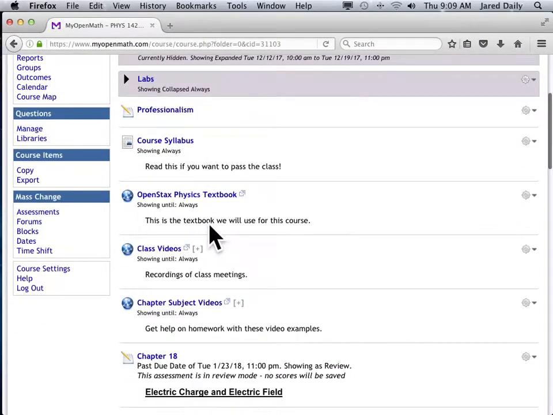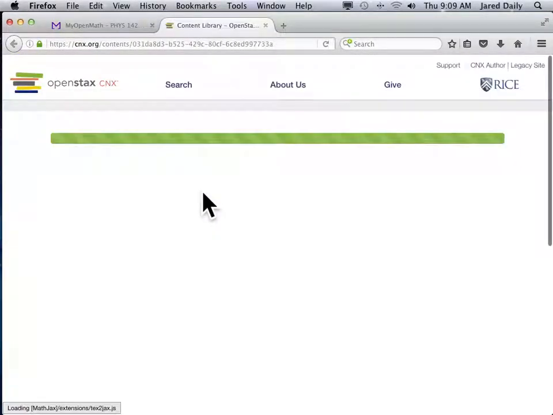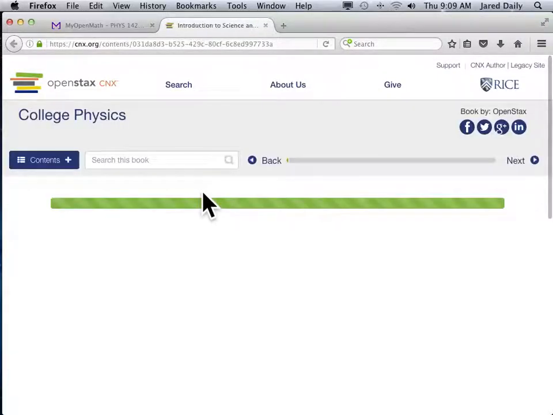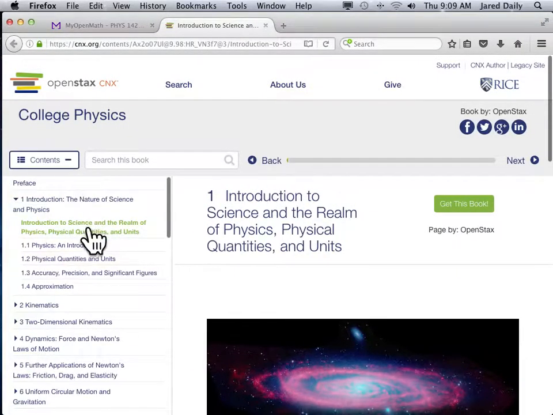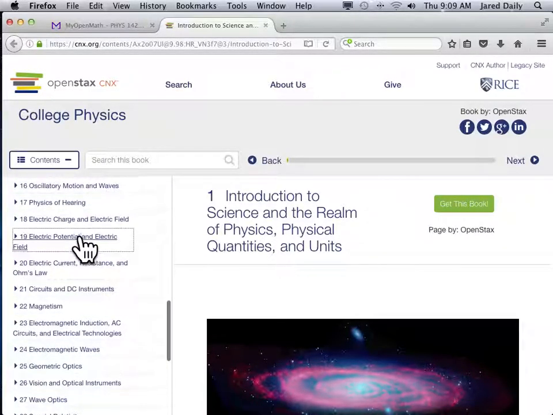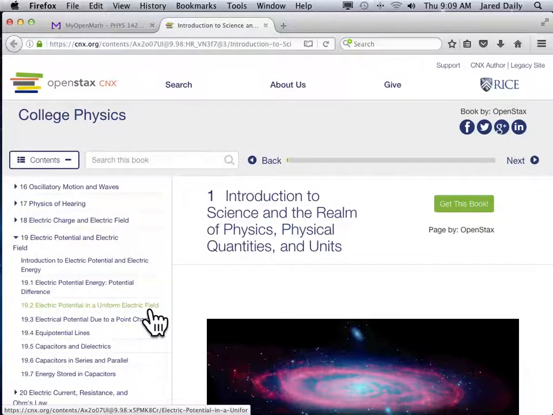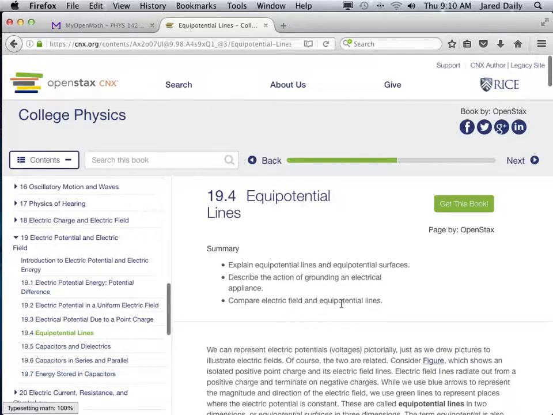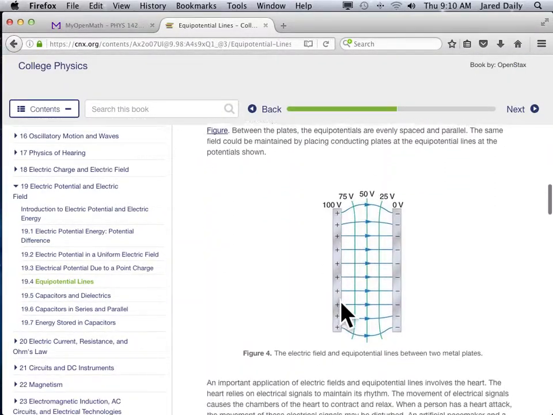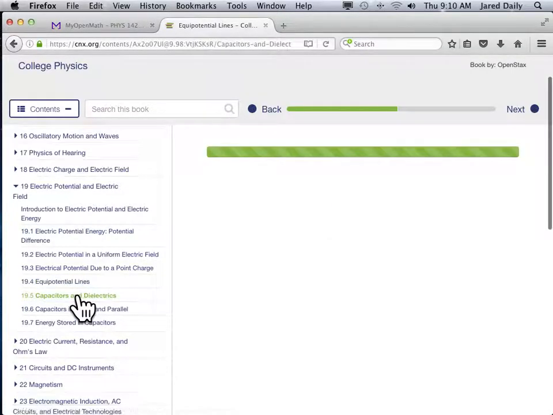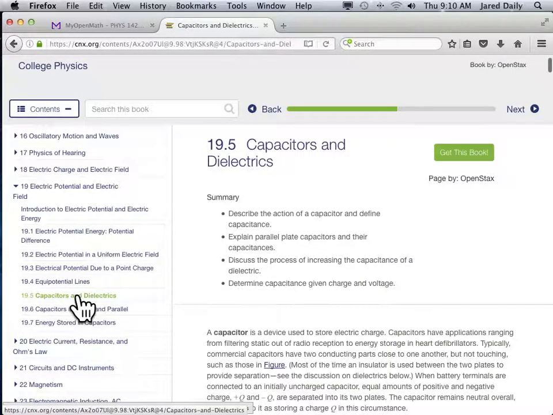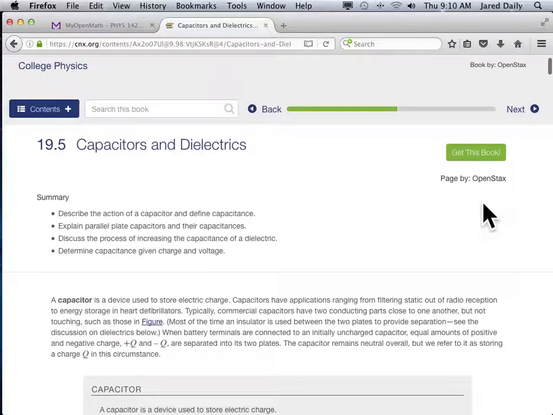All right, so last time we started chapter 19, which has all to do with electric potential and electric field. And lab yesterday we used electric potential to find electric field. Let's see, we got all the way to equipotential lines, all the way to 19.4, I believe. And we were going to go ahead and get started on capacitors and dielectrics today. So that's where we will begin.